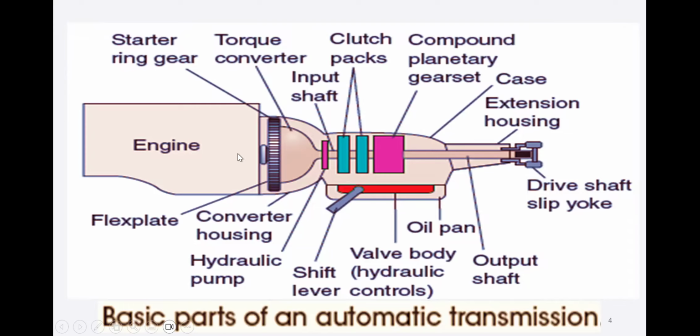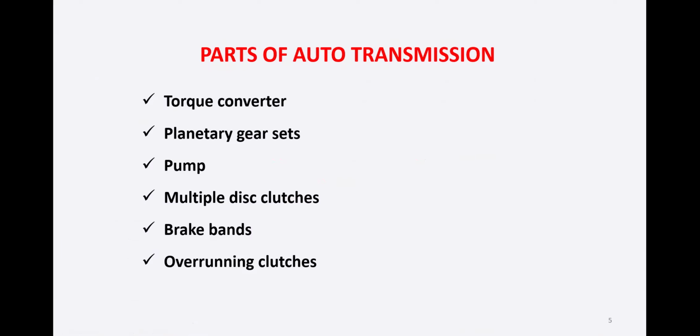We have an engine, then we have a flex plate here, and then we have this torque converter, and then we have this hydraulic pump, then clutch packs, the compound planetary gears, the output shaft, and the extension housing. Here we have the oil and hydraulic valves. So this whole portion is known as your automatic transmission. So we have covered the parts of the automatic transmission.